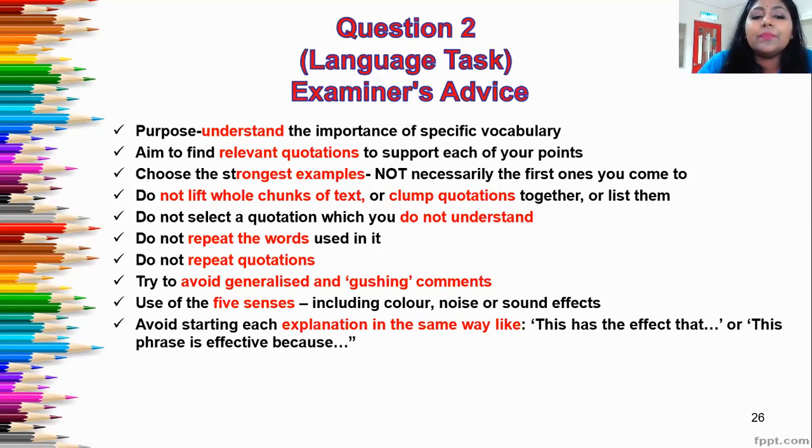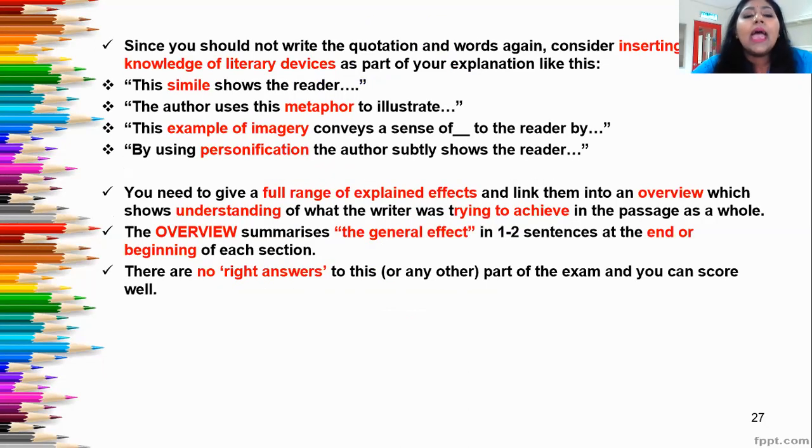Okay, and avoid starting each explanation in the same way. For example, "According to the writer, blah blah blah." "So the writer has said that blah blah blah." So you are not supposed to come up with a very monotonous style of answering. Okay, and since you should not write the quotation and words again, I can suggest you insert your knowledge of literary devices here.